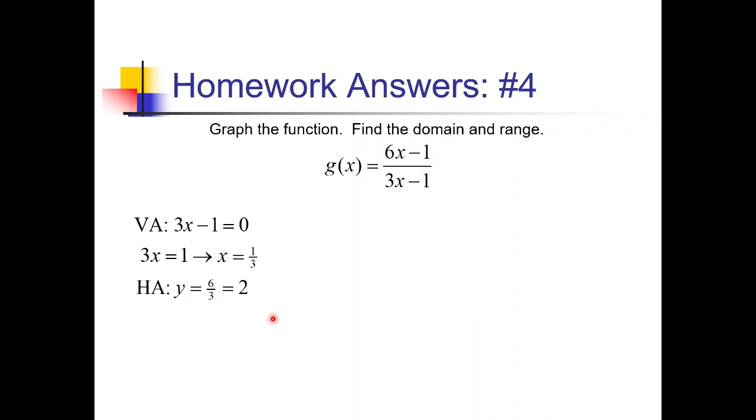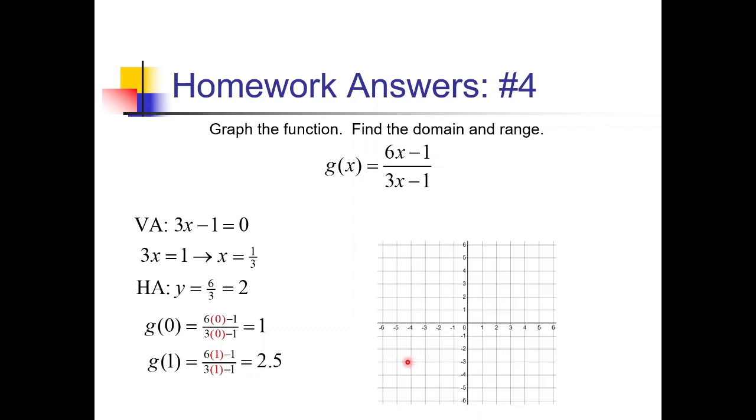For my additional points, let me take something a little bit to the left of 1/3. So I'm going to go for the easiest possible number to the left of 1/3. That's still pretty close, and that would be 0. If I plug 0 into all this, I just have -1/-1, which is +1. And now something a little bit to the right of 1/3, 1 works pretty well. So if I plug 1 in, I've got 5/2. So that's going to be 2.5.